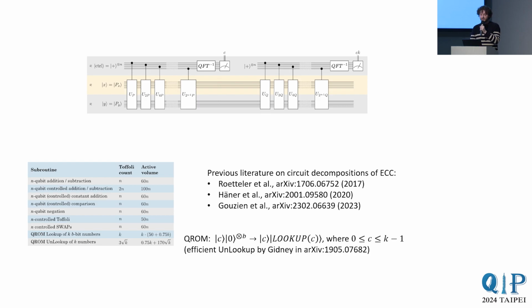The table contains only a few basic subroutines, but the quick summary is that n-qubit adders and similar circuits like subtractors and comparators cost n Toffoli gates, or 60 n blocks of active volume. And the table also contains QROM lookups, which are the quantum version of lookup tables. Importantly, it has nothing to do with QRAM.